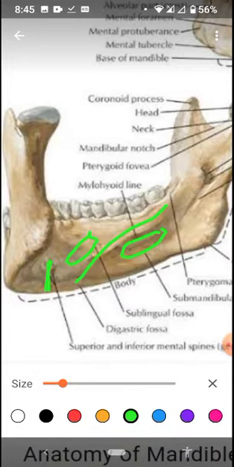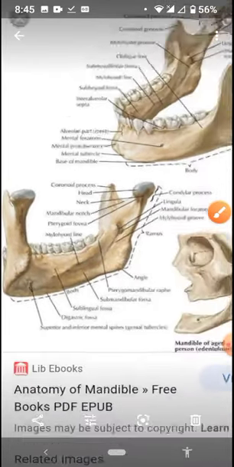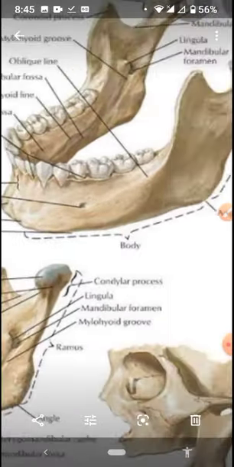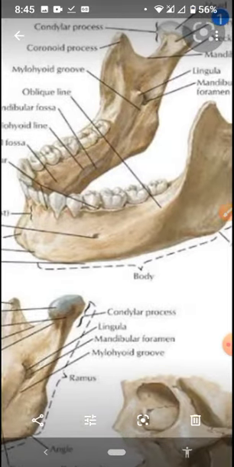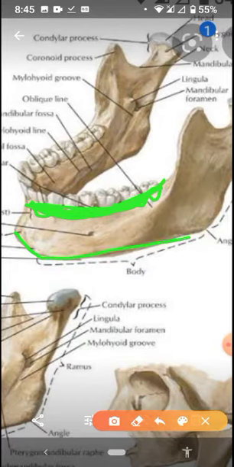In this picture it's clear that this upper part of the body is called the alveolar arch, because the sockets of the teeth are present over here, and that's why it's the inferior alveolar arch. And this one is the base, and this one is the alveolar arch.